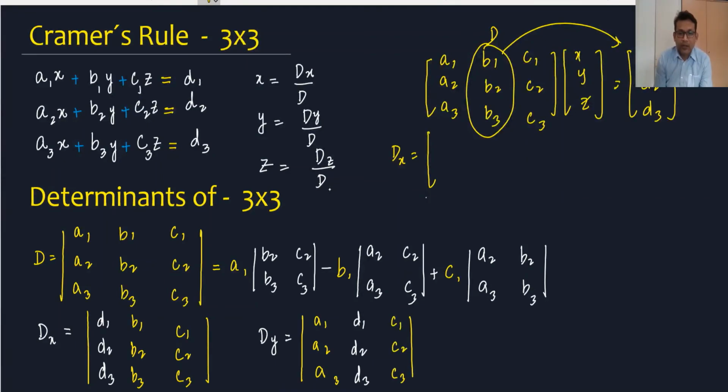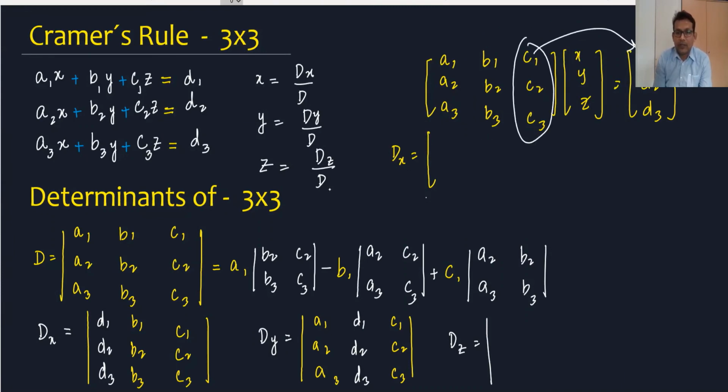Same thing when we have to find Dz. For Dz, I have to write like this. I will replace this last column with D1, D2, and D3. So I will write first of all a1, a2, a3, b1, b2, b3, and here I will write D1, D2, and D3.